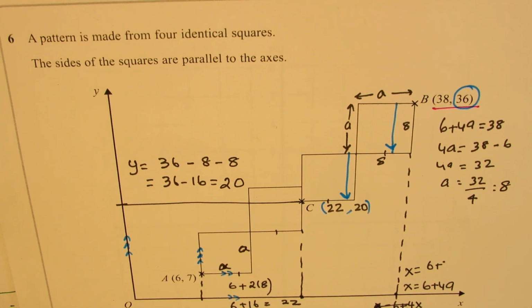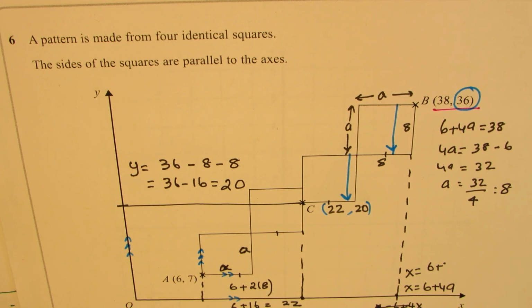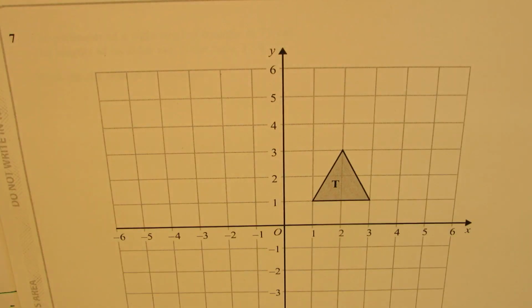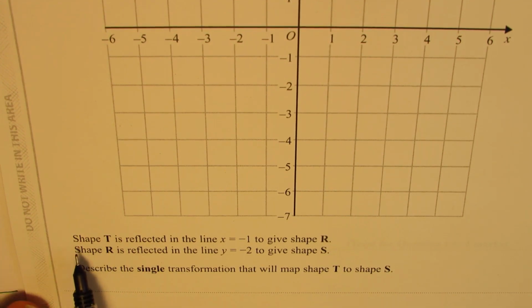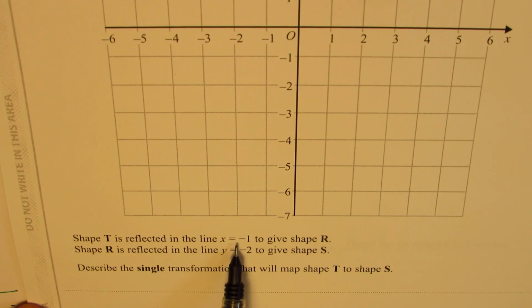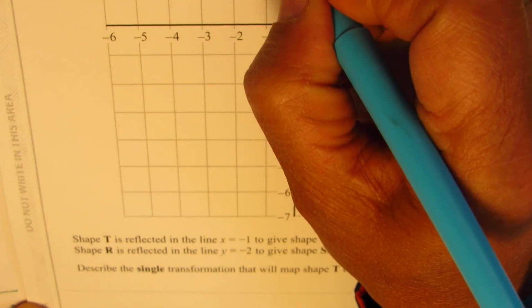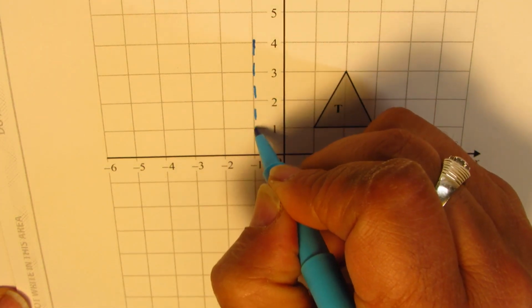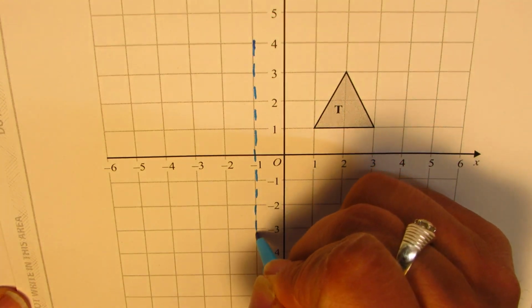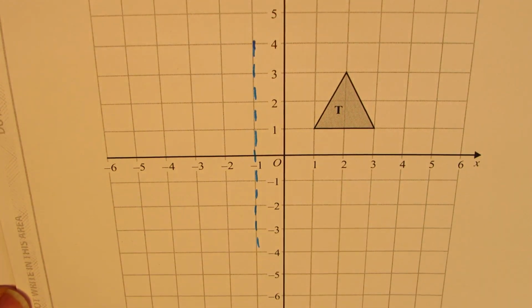Clear? Let's move on and take the next question, which is question number 7. We are given a triangle T here. Now, let's see what we need to do with this triangle. Shape T is reflected in the line x equals minus 1. So x equals minus 1 is this line. So it is reflected on this side.